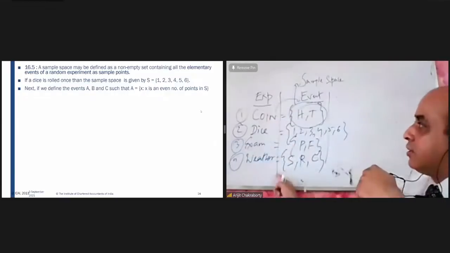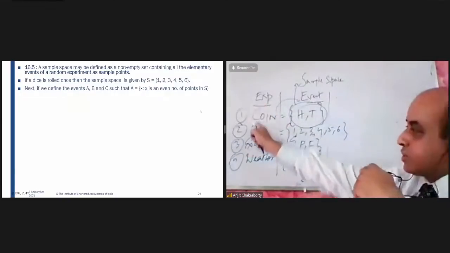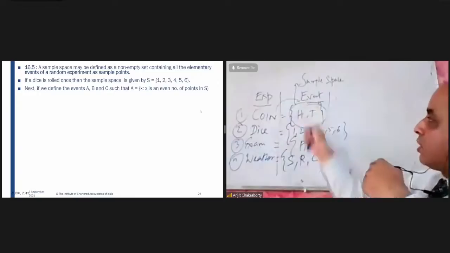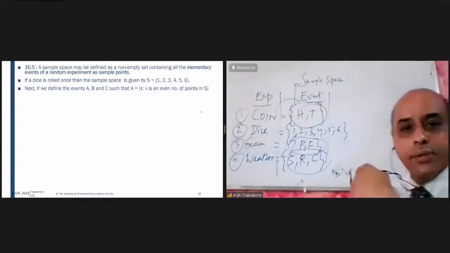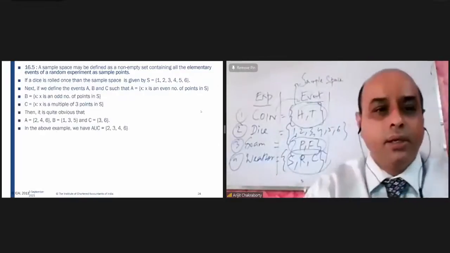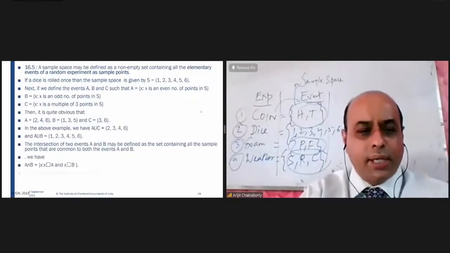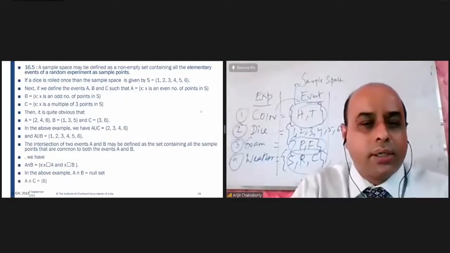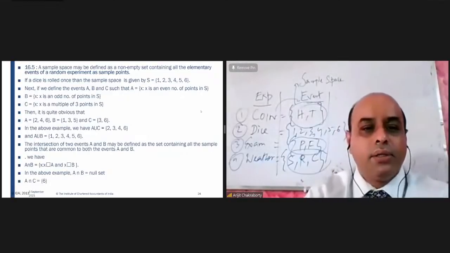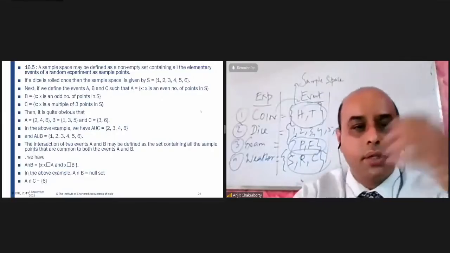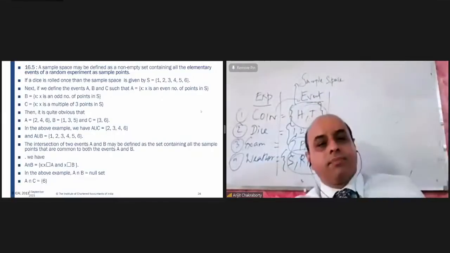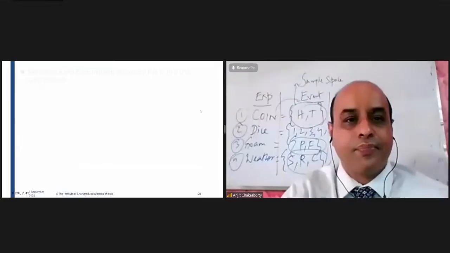So the column which you see here is the experiment column, this column is the event column, and together what we are writing is the sample space. I think this is clear. Different examples are there. You can just go through example 16.5 and you will get full clarity on that. In the institute's study material, there is also a small example to show you sample space.